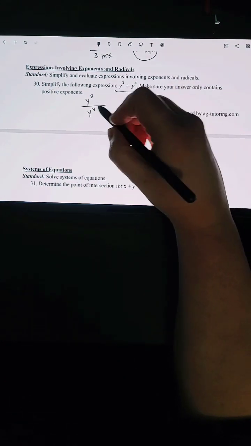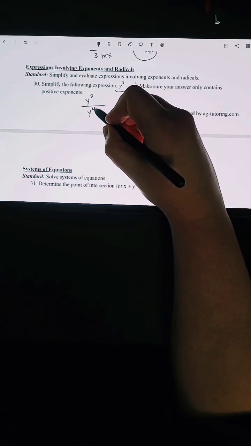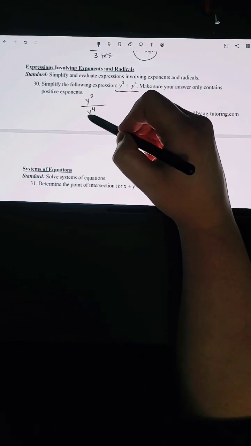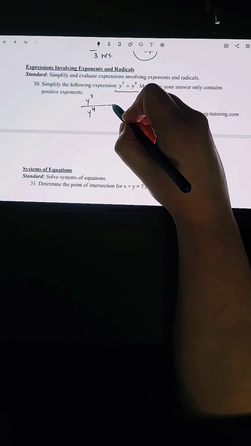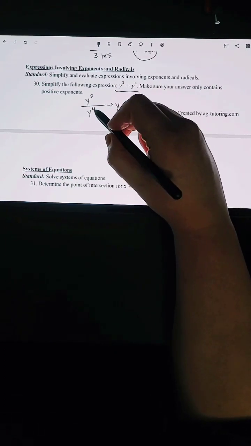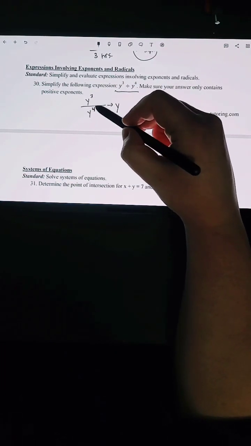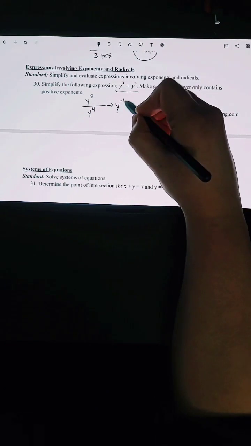And remember, this is just the quotient rule, which says if you have the same base, like y and y are the bases here, and it looks like a y, it's supposed to be a 4. If you have the same base, y here, the quotient rule says you keep the same base if there's division in between, and you subtract the exponents. So 3 minus 4 gives us -1.